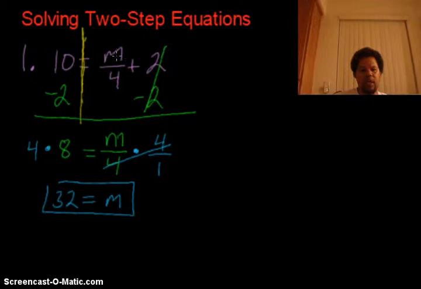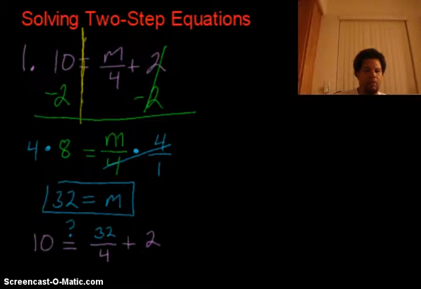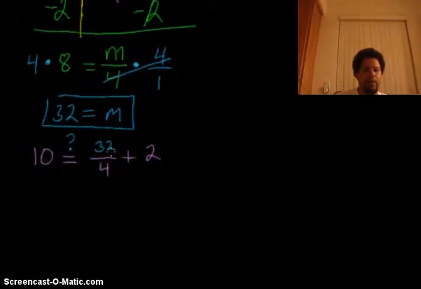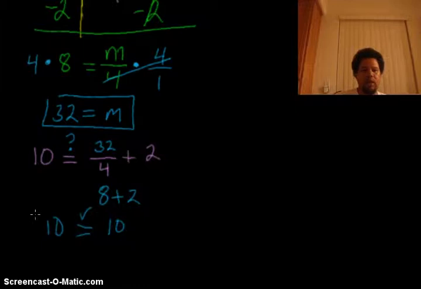I can always check it by plugging it in. If I plug 32 into the original equation, we want to see: does the right side equal the left side? Well, 32 divided by 4 is 8. 8 plus 2 is 10. So yes, 10 equals 10. And this is how we know that m equals 32, because we end up with a true statement.